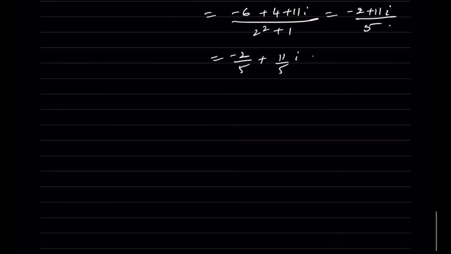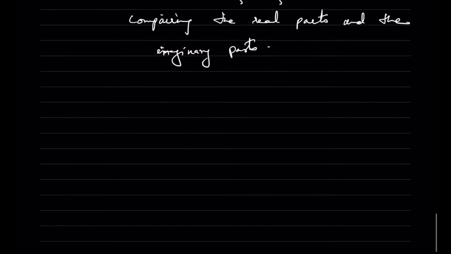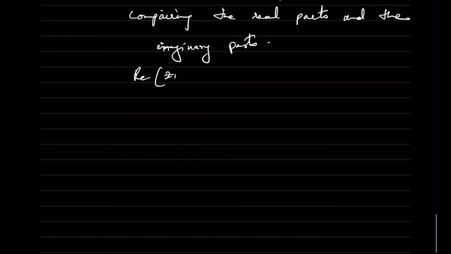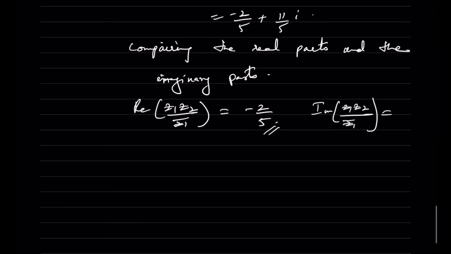So now we are comparing the real parts and the imaginary parts. We don't need the imaginary part, but we're just writing it down here. So the real part is what? Real of z1 z2 divided by z1 bar is equal to -2 by 5, that is the answer. And if you want the imaginary part of z1 z2 divided by z1 bar, it is nothing but 11 by 5.